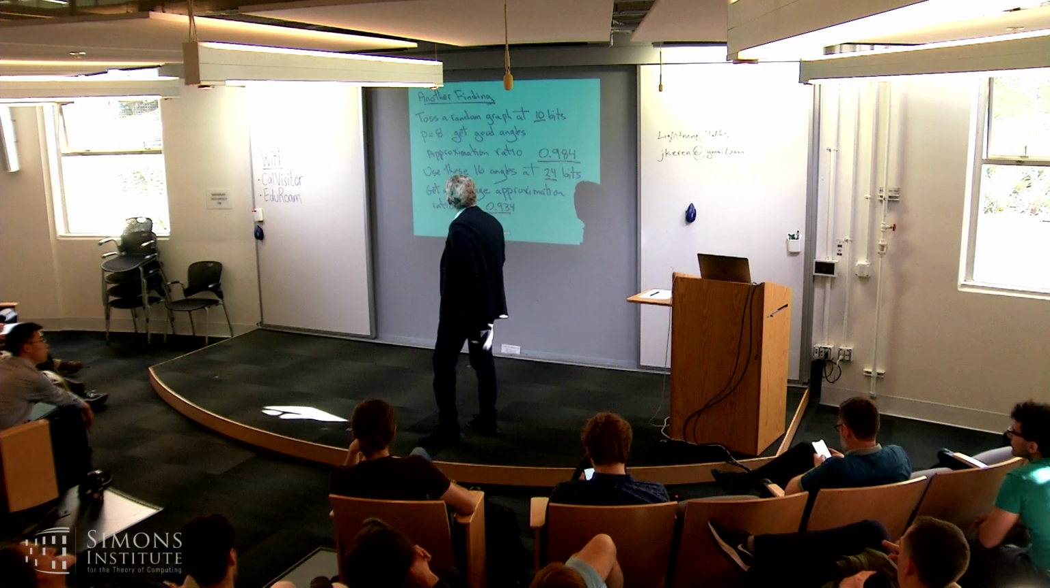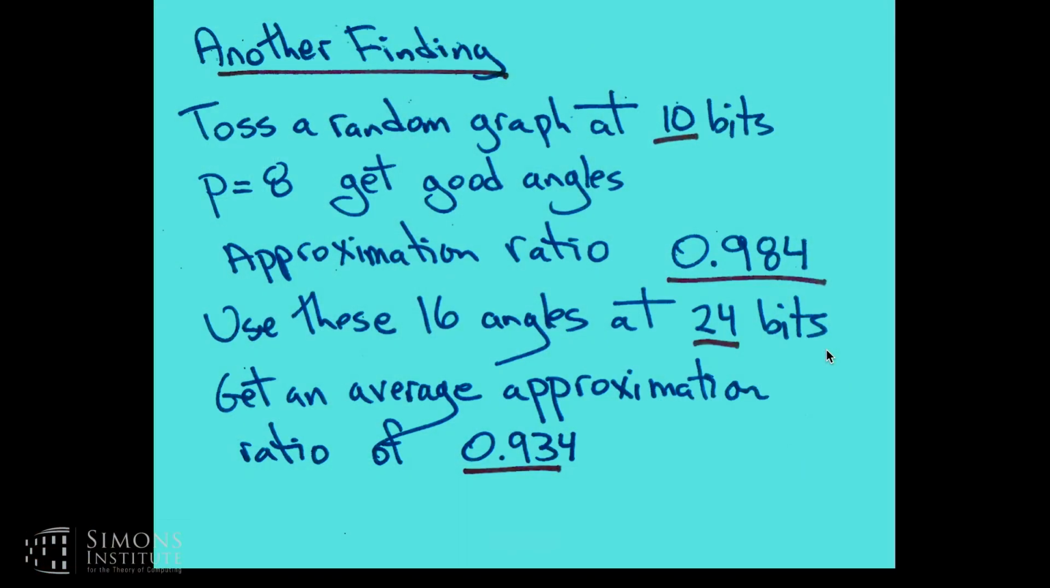So now, I want to go to my next thing, Sherrington-Kirkpatrick. But another finding we had is that if you toss a random graph at 10 bits at p equals 8 and you get good angles numerically, you get a very good approximation ratio, 0.984. But you can use those same 16 angles at 24 bits, and you also get a very good approximation ratio. So it also says that if you find good angles on a random graph at low n, you can use that at a high n, and it still works, which is very helpful.